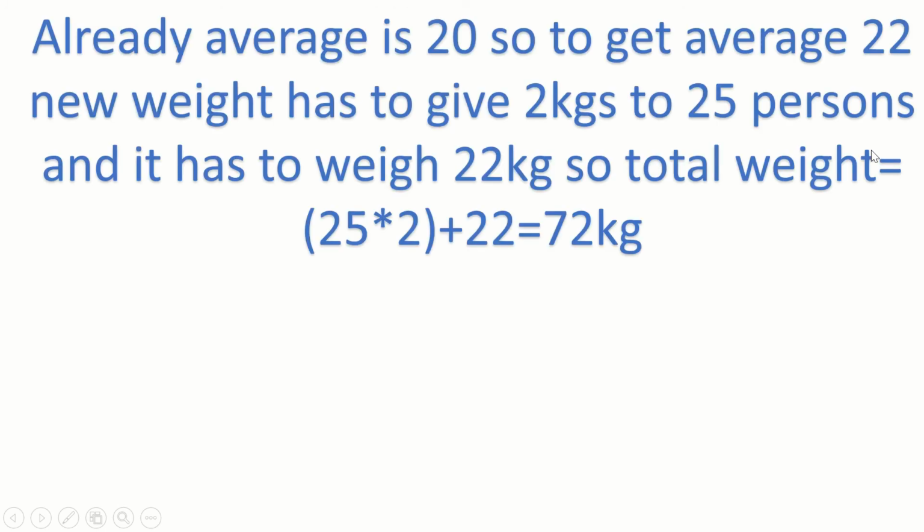So what I have explained is written here. Already the average weight is 20. Here the average is 22. So 20 becomes 22. So he has to give 2 kgs weight to 25 persons, and his weight also must be 22. So he has to be 72 kgs, so that this extra 50 kgs will be distributed among 25, and his weight is 22, so that the average becomes 22 kgs. If a 72 kg man is added, then the average becomes 22.